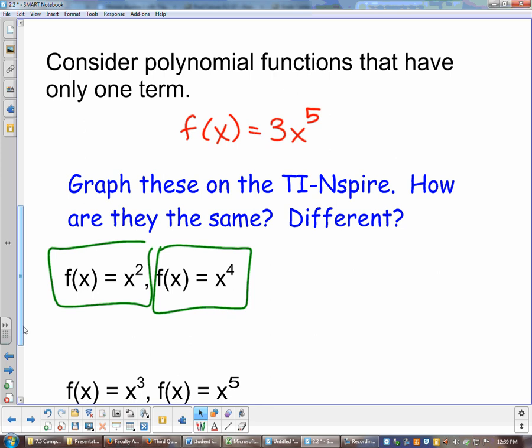Go ahead and grab those calculators, please. On one graphs page, I want to see you graph both of these so that you can compare.